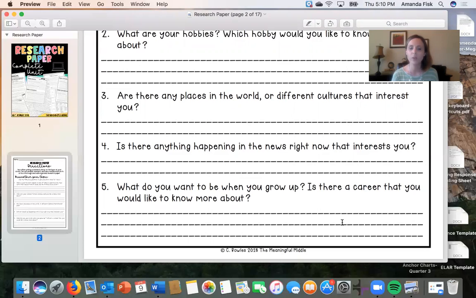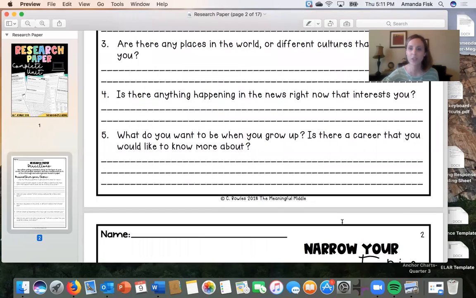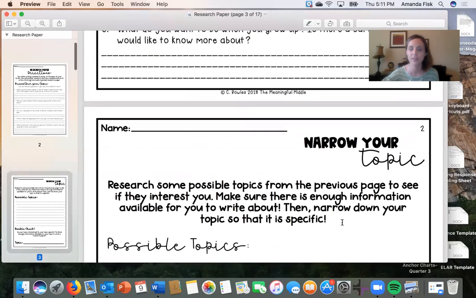Number 5, what do you want to be when you grow up? And is there a career that you'd like to learn or know more about? Well, I am a grown-up, but I think there's always room for learning. And a career that really interests me is occupational therapy. My father had a stroke a few years back, and we thought he would need occupational therapy. And so I really would like to learn more about that. I know what the profession is, but I just want to know more specifics.